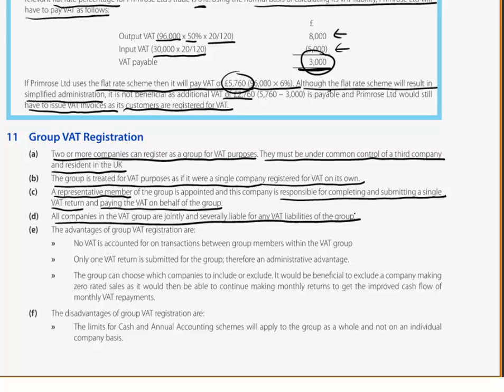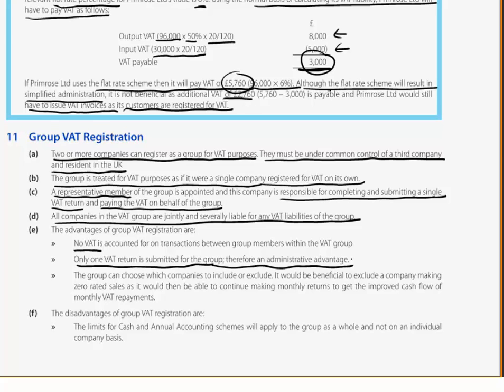What are the advantages of having a group VAT registration? Yes, it's available to these group members, but why would they choose to do it? Well, to begin with, as we've already said, there is just one VAT return to be submitted. So that second point there, only one VAT return to be submitted for the group as a whole, so you'd expect therefore some administrative advantage.